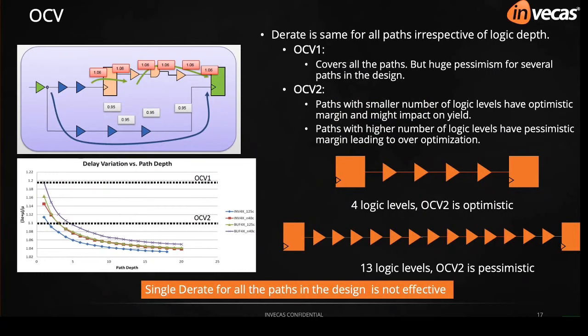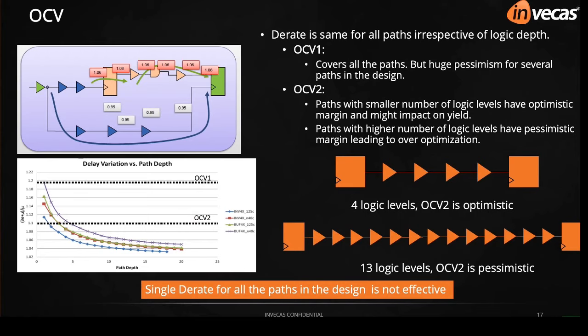OCV is referred to as on-chip variations. In this methodology, the delay change for the cells is considered in terms of a percentage of derate, and this derate is the same for all the cells in the design irrespective of the logic depth. As shown in the picture, for setup analysis, for all the cells in the launch clock path and combinational path, the delay for each cell is increased by 6%, and for all the cells in the capture path, the delay is reduced by 5%.